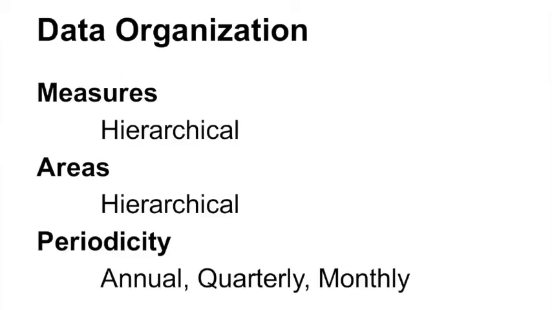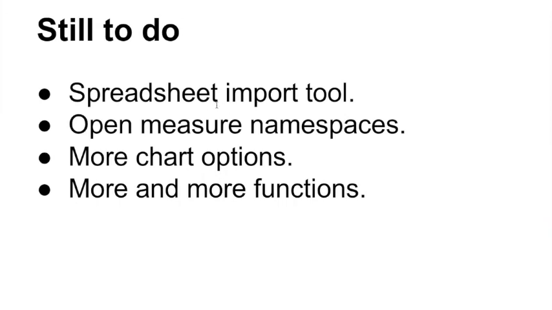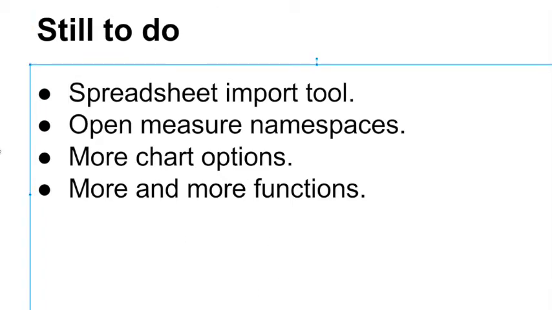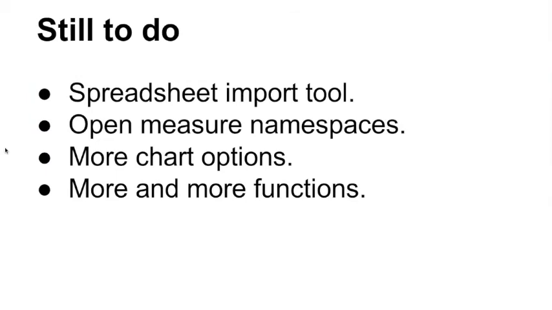The system is not complete. There are still some things to do. One of the biggest omissions is we don't yet have a way to import directly from a spreadsheet. Lots of data is made available only as a spreadsheet or a CSV file, and we want to add something to make it easy to import data from those. We haven't yet implemented the open namespaces I referred to earlier. We want to add more chart options to the system.